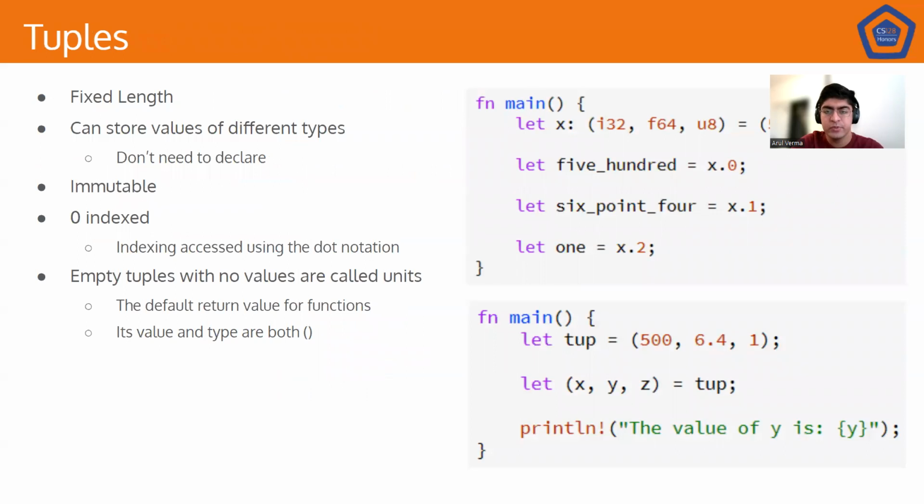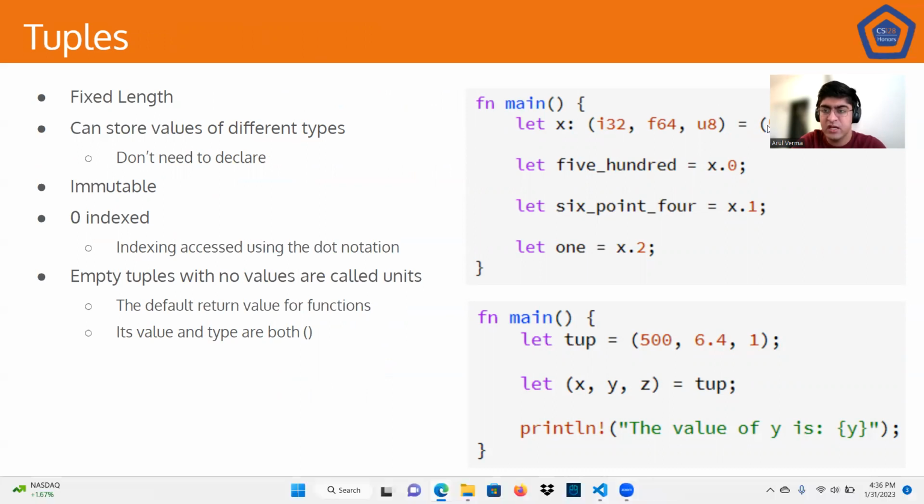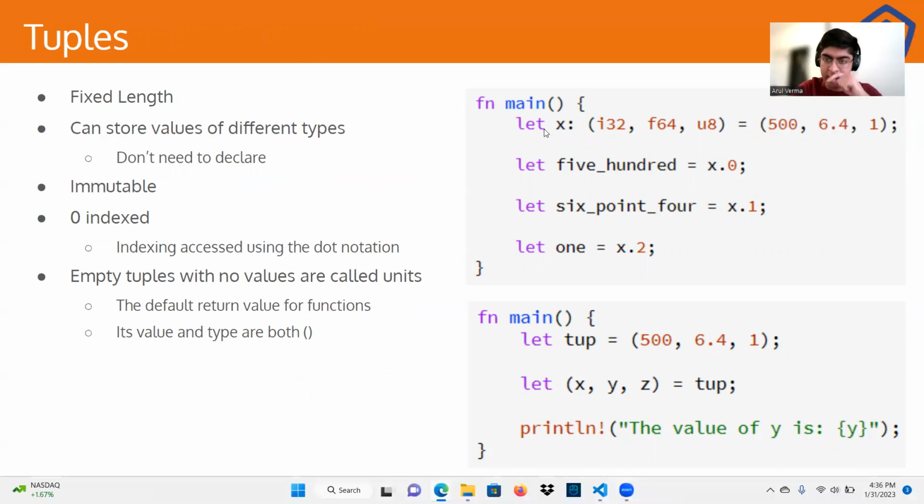So let's start by talking about tuples. The one key difference between tuples and something like a vector is that tuples are of fixed length. They can store different values of different types. So you can store, for example, you see this here. We have let x be an i32, f64, and a u8. So we have an integer, a float, and an unsigned integer. And we can see that this is totally fine.